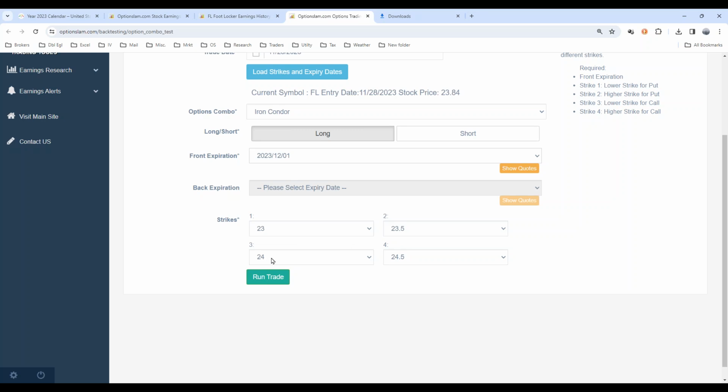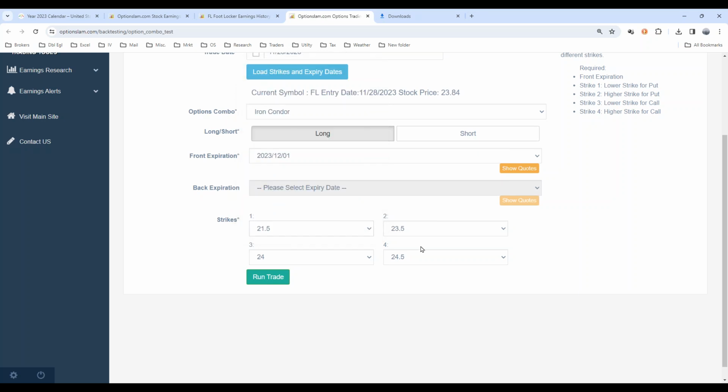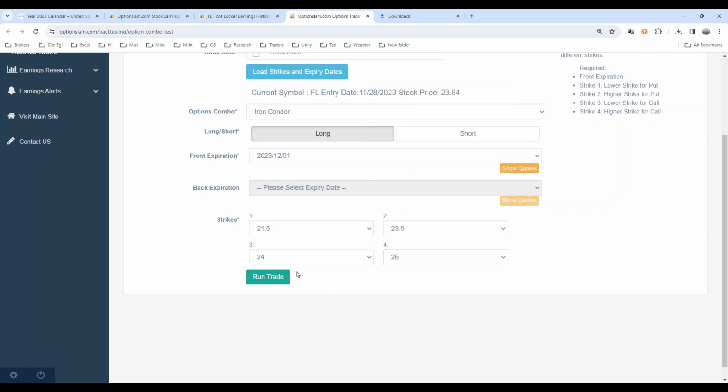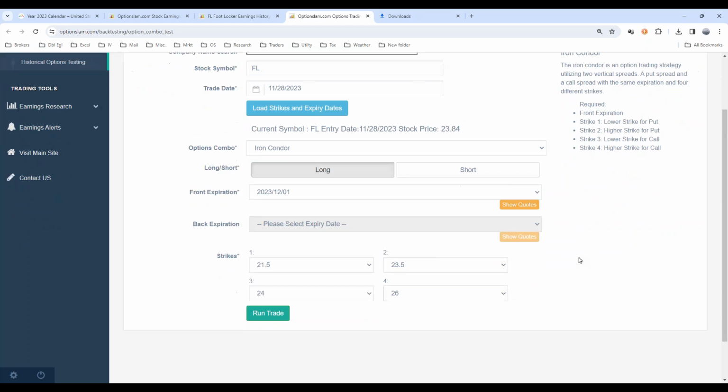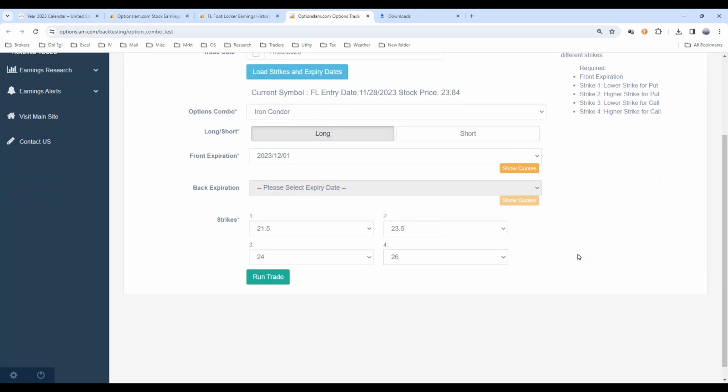So I don't need to modify those, but I do want to modify the ones that I'm selling, the further out of the money. And so I'm going to go out to the 21.50 on the put side. And I'm going to go up to the 26 on the call side. Boom. And we're done. That's it. That's how you set up a trade in OSBTT. Very easy. Very, very, very easy, right?